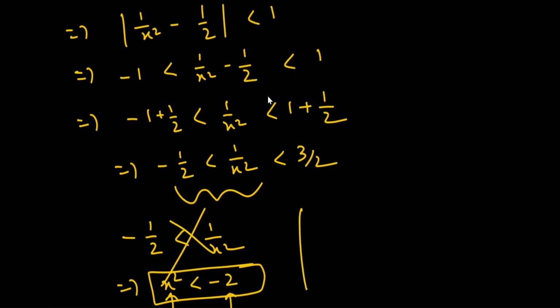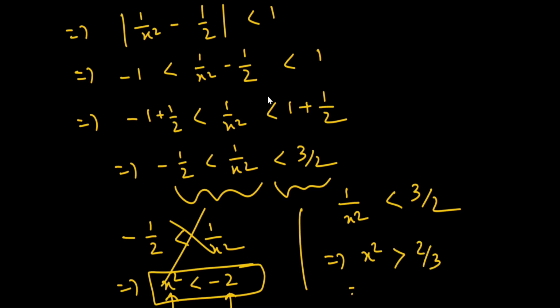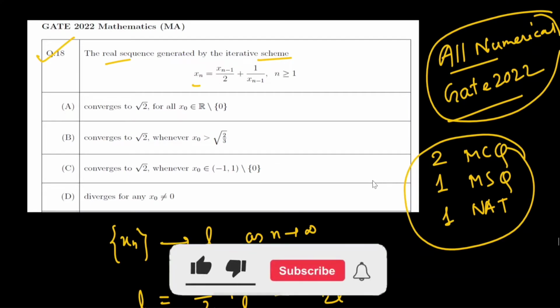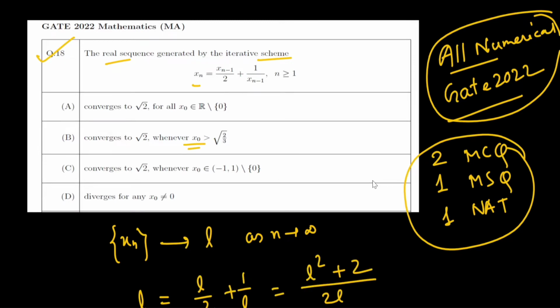Now for the other inequality, take the right side: 1/x² < 3/2. So this implies x² > 2/3, and this implies x > √(2/3). So this is the condition for which the iterative scheme converges. So the correct answer is that it converges to √2 whenever x0, the initial approximation, is greater than √(2/3). So option B is clearly correct here.